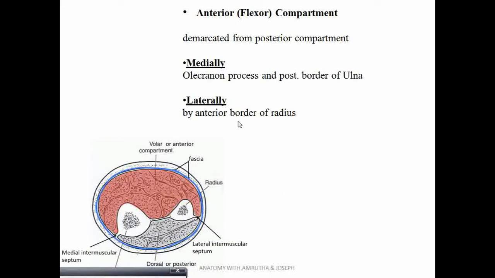The anterior compartment is demarcated from the posterior compartment. We have already seen how it is demarcated medially by the olecranon process and the posterior border of the ulna, which demarcate the anterior compartment. Laterally, it is demarcated by the anterior border of the radius. So the anterior border of the radius also comes into this area.